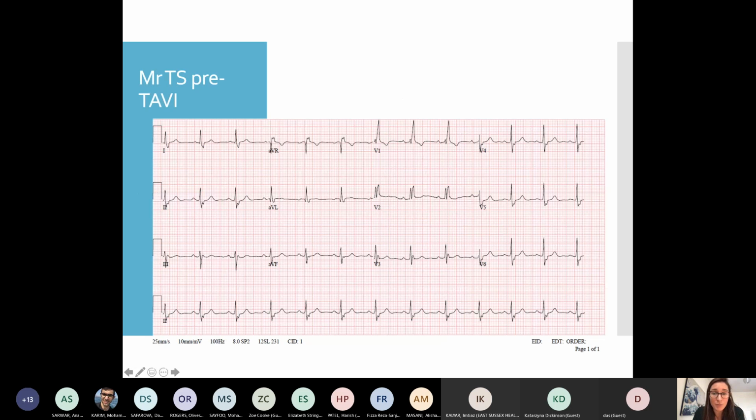So this was this gentleman before his procedure. Does anyone want to volunteer the most striking abnormality about his pre-procedure ECG? I see that our lead physiologist has joined the conversation and can probably tell us what's wrong with the ECG.